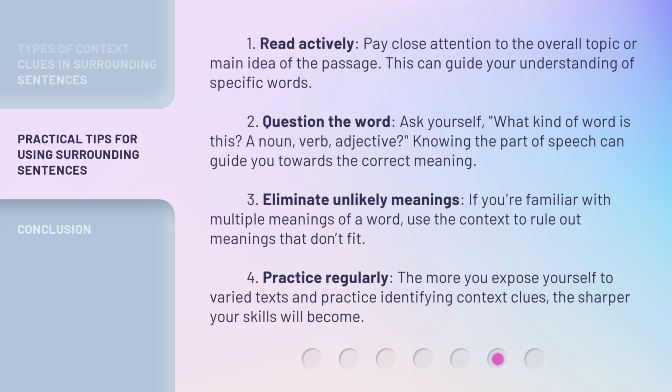3. Eliminate unlikely meanings. If you're familiar with multiple meanings of a word, use the context to rule out meanings that don't fit. 4. Practice regularly. The more you expose yourself to varied texts and practice identifying context clues, the sharper your skills will become.